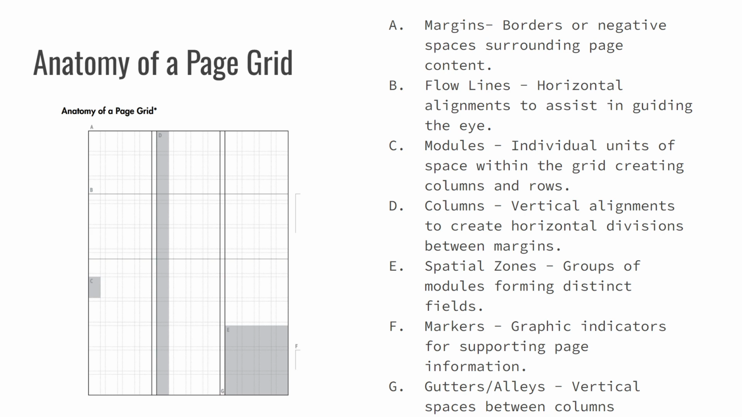And then the last thing is gutters or alleys. Gutters are just like flow lines but vertical. They are the spaces between your spatial zones or between your columns; it can be either one. But they give that little space so that your mind can breathe between content.